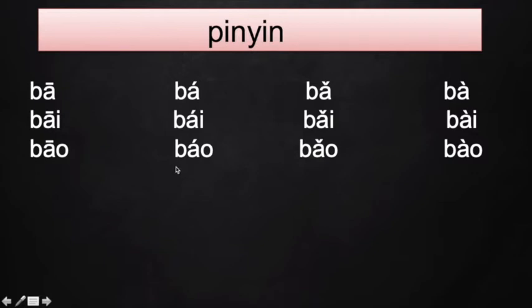Bao, bao, bao. Next is bo. This one is o, bo, bo, bo, bo, bo.